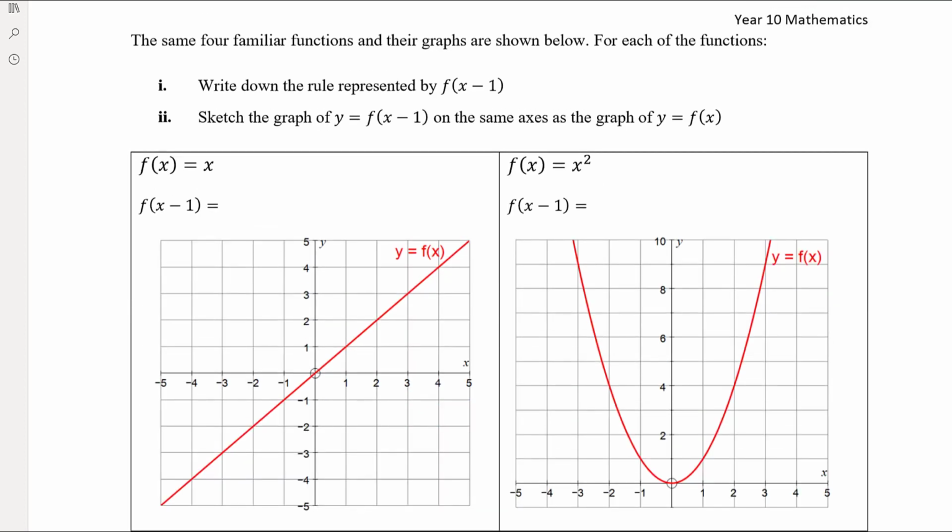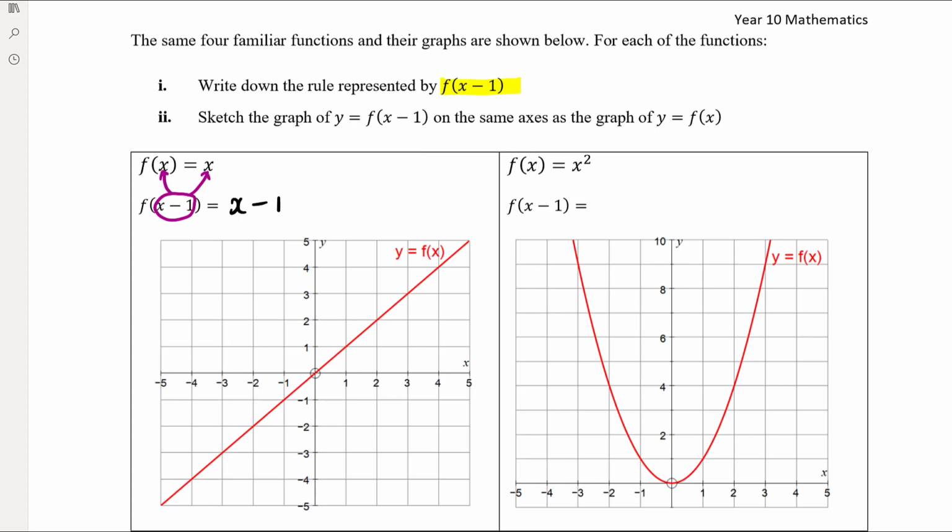For each of the functions, we want to write down the rule that's represented by f of x minus 1. Okay, so this is again where your function notation is important. And once we've written down the rule for f of x minus 1, we then want to sketch the graph of y equals that on the same axis. Okay, so if my original function is x, f of x minus 1 means we replace all the x's with x minus 1's. Okay, so our equation is going to be x minus 1.